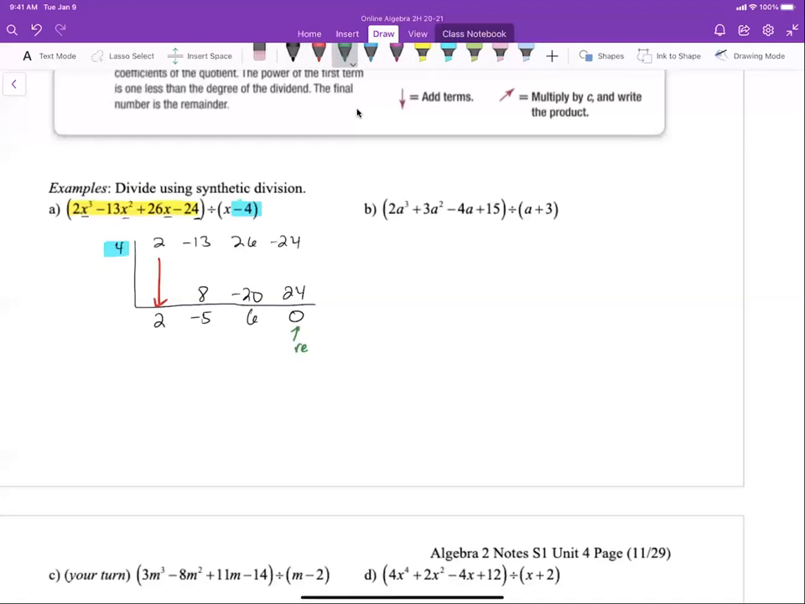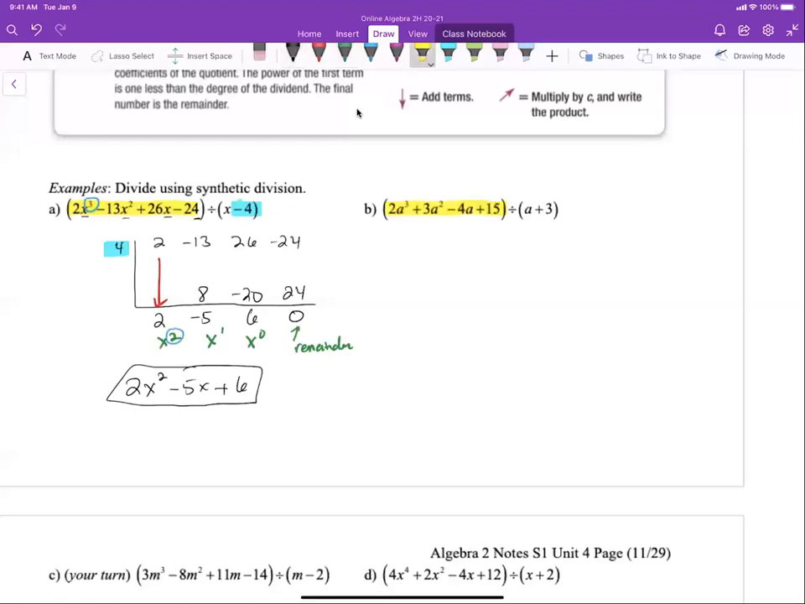This becomes our remainder. This is our x to the 0 term. This is our x to the 1 term. This is our x squared. Notice our answer has 1 degree less than we started, which is what we would expect. So our answer will be 2x squared minus 5x plus 6 with a remainder of 0. A lot less work, is it not? All right, let's continue and do another one.